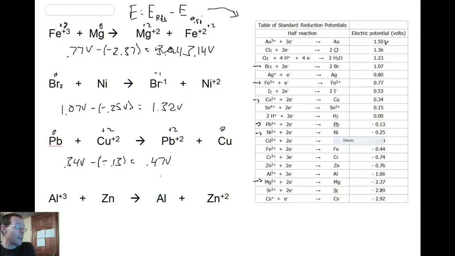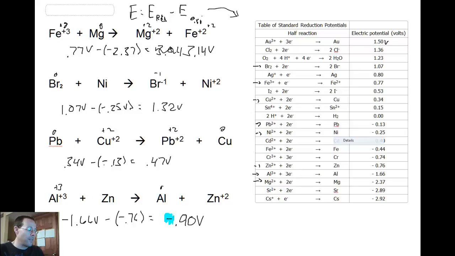Our last example is important, so hopefully you're still with me. Let's see. Aluminum starts at plus 3 because it's an ion, goes to an element, so that is being reduced. So right here we have negative 1.66 volts minus zinc, which must be being oxidized. So minus negative 0.76. And notice here we get a value that's negative 0.90 volts. And what I want to draw attention to is the negative in front of it.